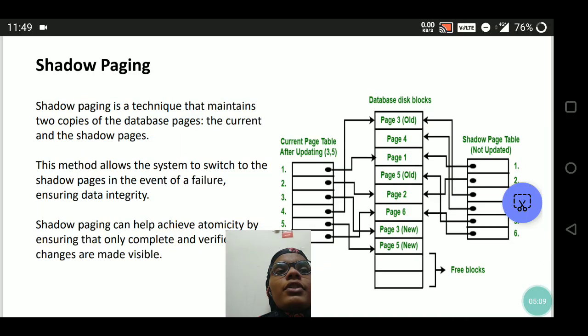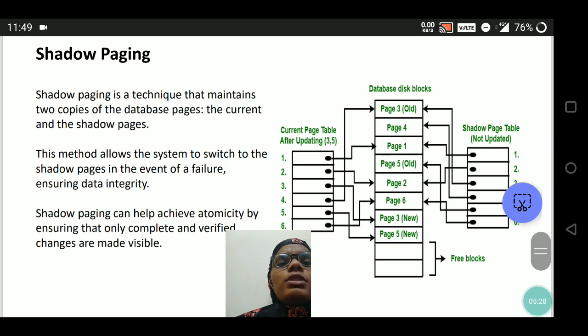Shadow paging. Shadow paging is a technique that maintains two copies of the database, the current and the shadow pages. This method allows the system to switch to the shadow pages in the event of a failure, ensuring data integrity. Shadow paging can help achieve atomicity by ensuring that only complete and verified changes are made visible.